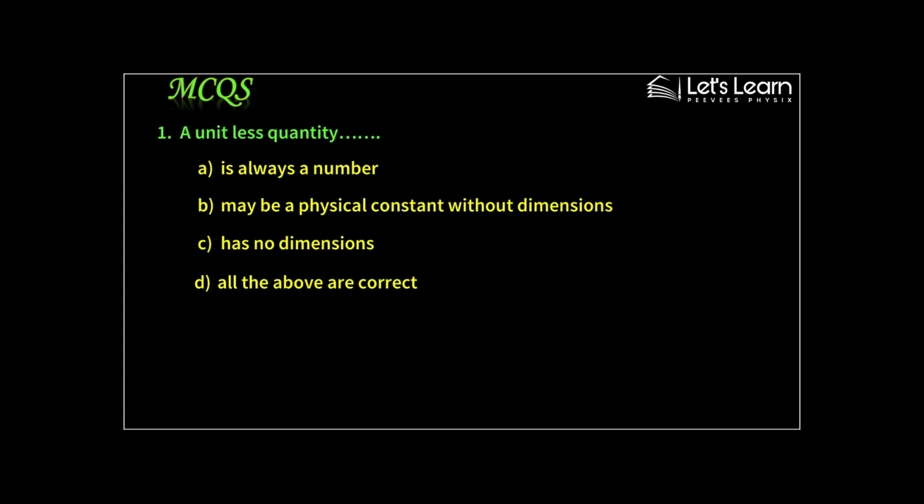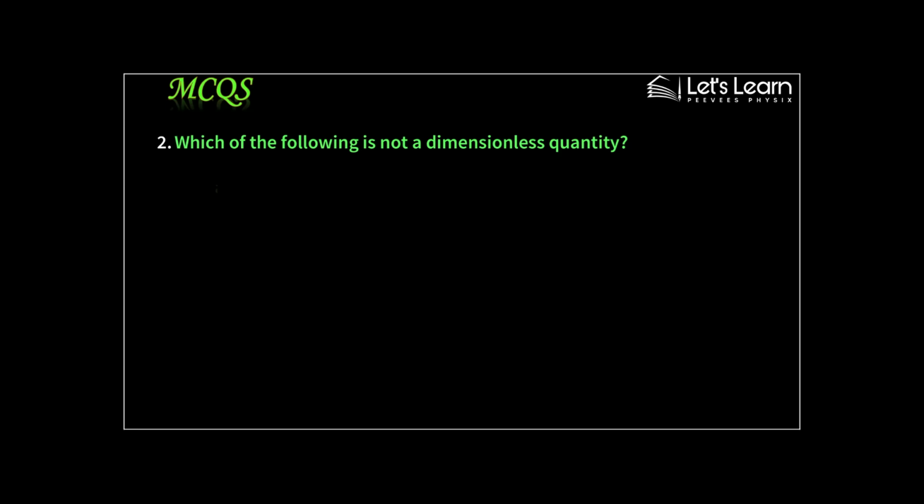Now it's a question, MCQ. A unitless quantity is: is it always a number? Yes. It can be a physical constant without dimension, possible. 3.14 has no dimension, that is also possible. So all the three. Which of the following is not a dimensionless quantity?